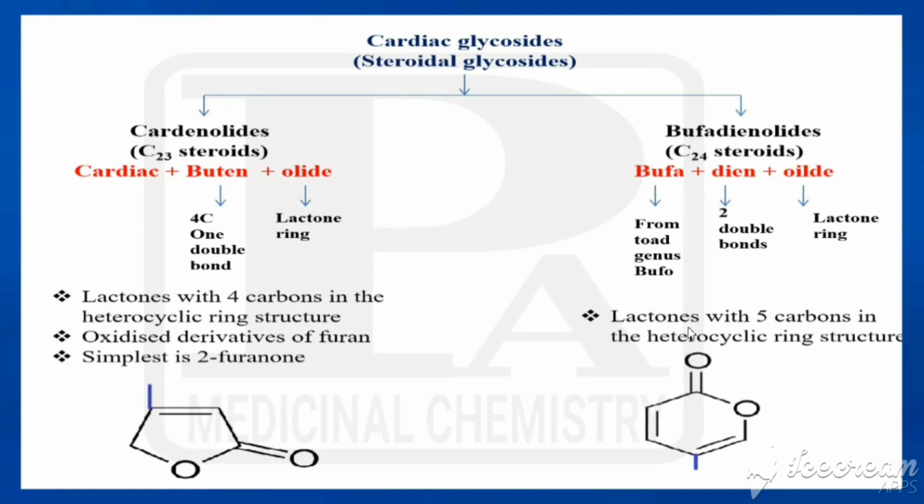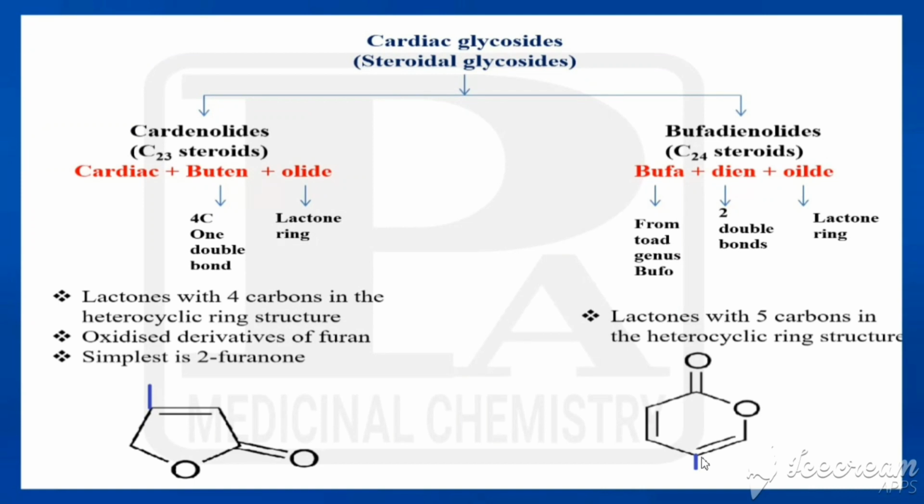Now, what are bufadienolides? They are lactones with 5 carbons in the heterocyclic ring structure. So, 5 carbons with oxygen makes it a 6-membered lactone. Cardenolide means a 5-membered lactone with 1 double bond. Bufadienolide means a 6-membered lactone with 2 double bonds. This would be attached at the 17th position of a steroid.